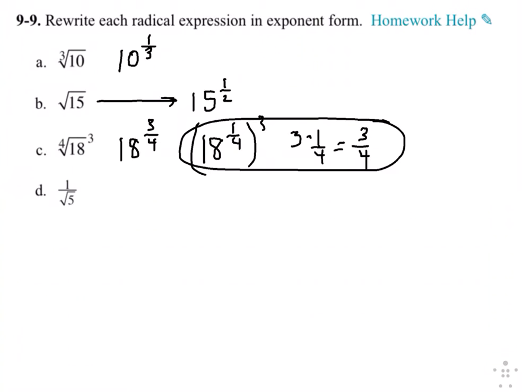All right. And then d is 1 over root 5. So that's 1 over 5 to the 1/2 power, right? But we don't leave it like that, right? Because we don't want a fractional exponent in the denominator. So we write this as 5 to the negative 1/2 power, right?